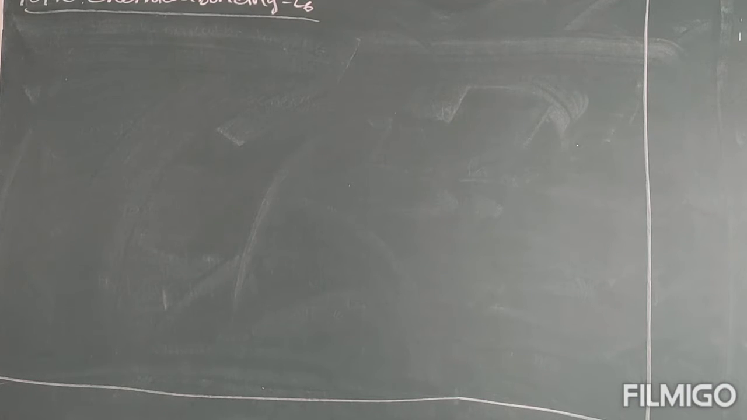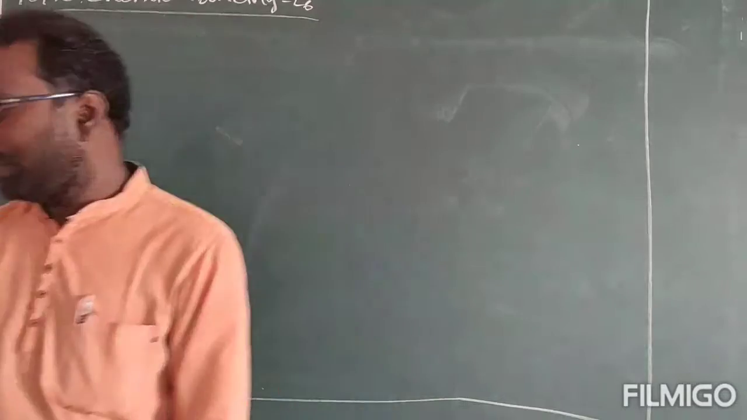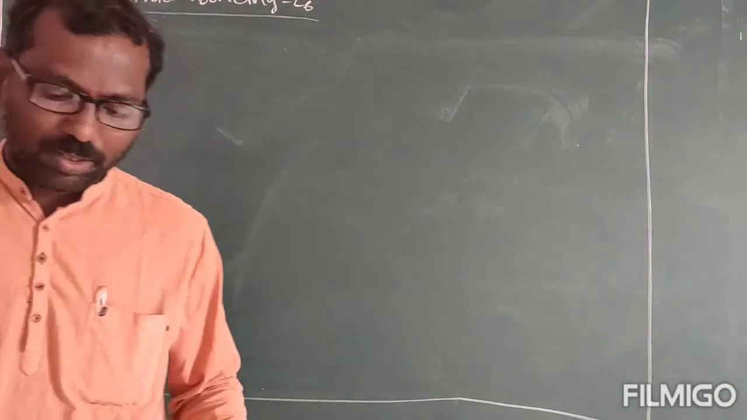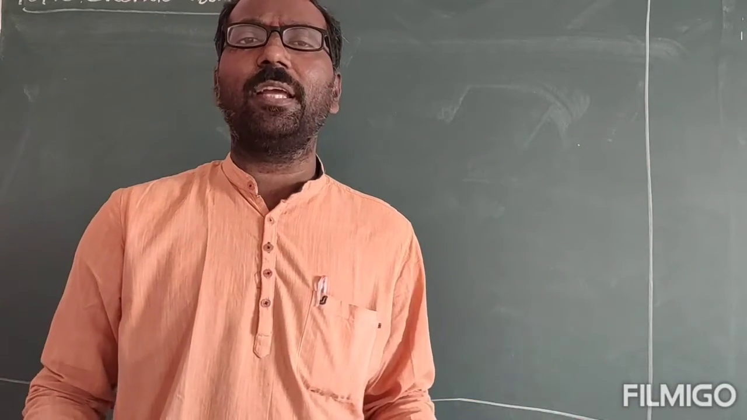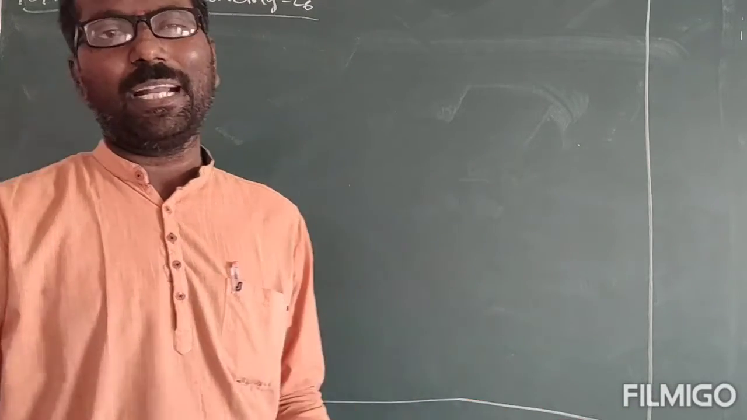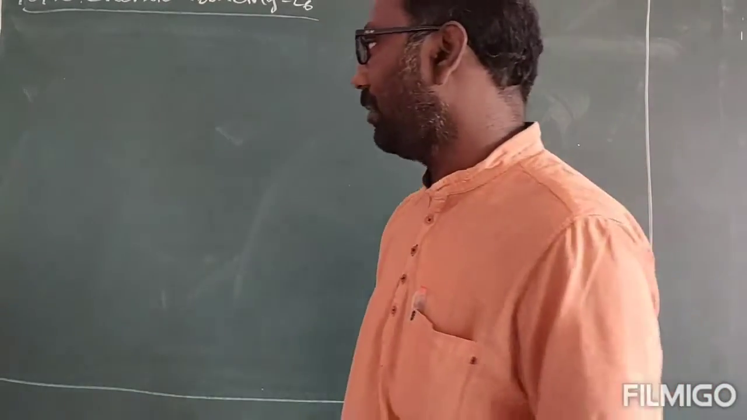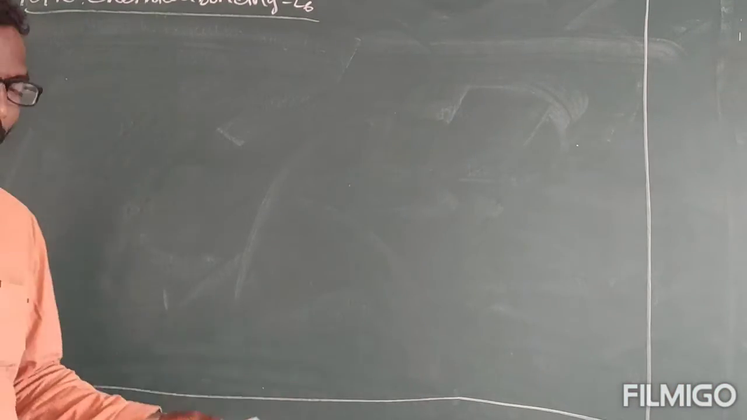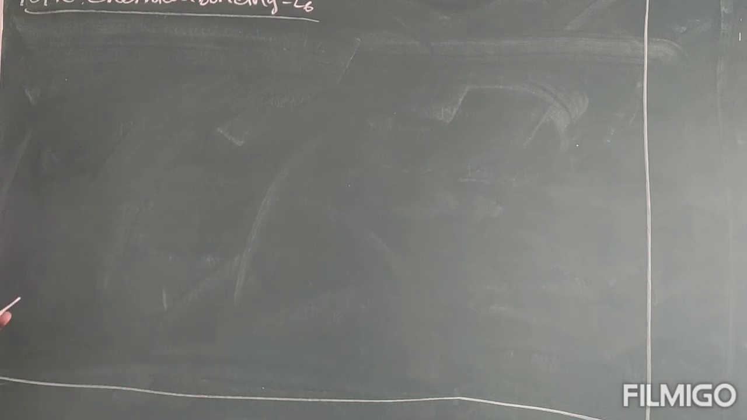Okay, now we will be starting today's lecture regarding chemical bonding. In that, we will discuss overlapping and hybridization, regarding the sigma bond and the pi bond, and after that we will enter into the concept of hybridization. So first, what is overlapping?